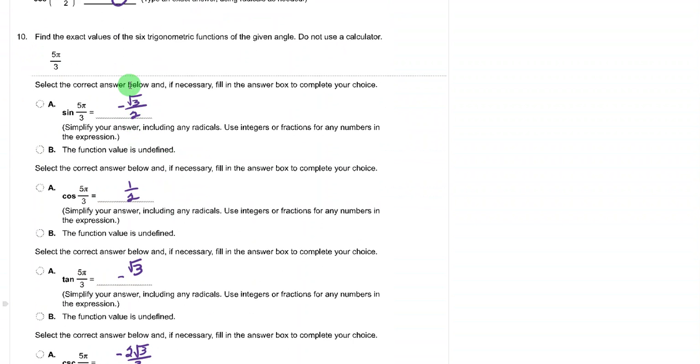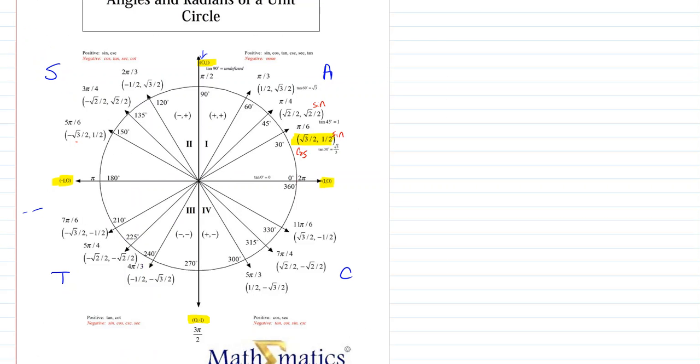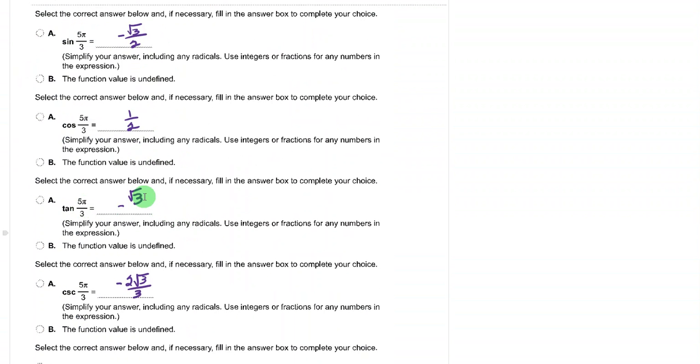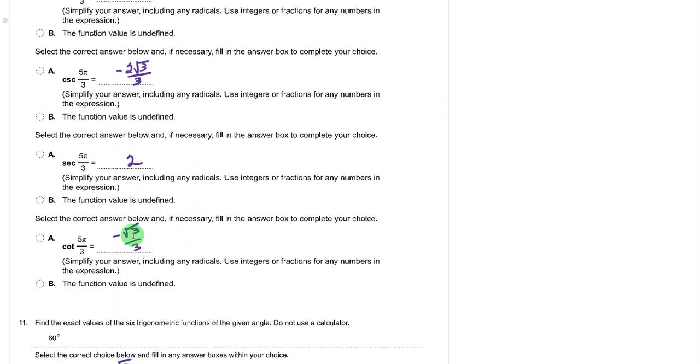Find the exact values of the 6 trig functions of the given angle, 5 pi over 3. So if we go to our unit circle and we're coming around here, we see 5 pi over 3 is here. So cosine's 1/2, sine is negative square root of 3 over 2. We can get those two. Tangent is this over this. You do the algebra, and then you'll just flip to get the last three.